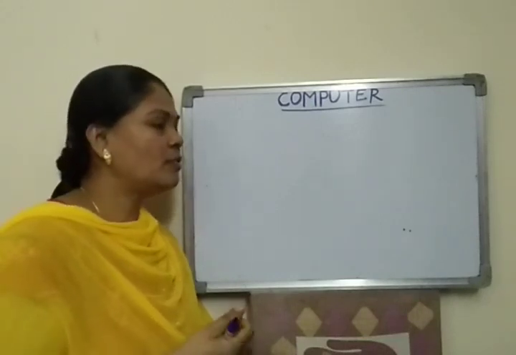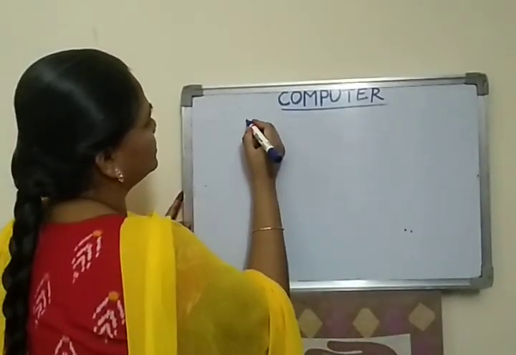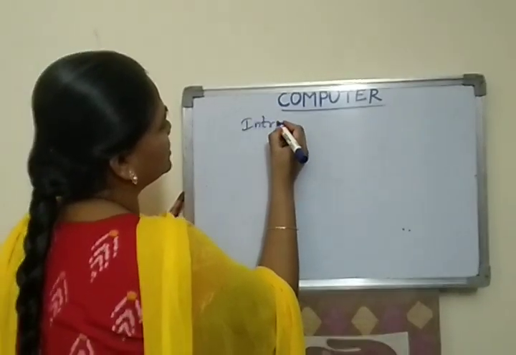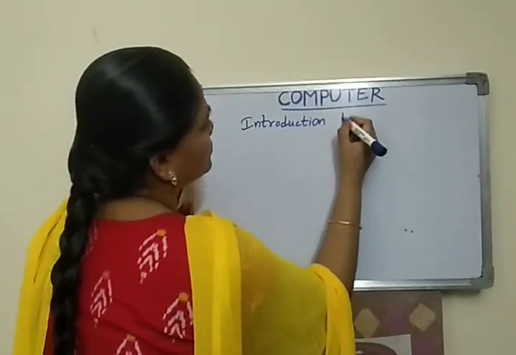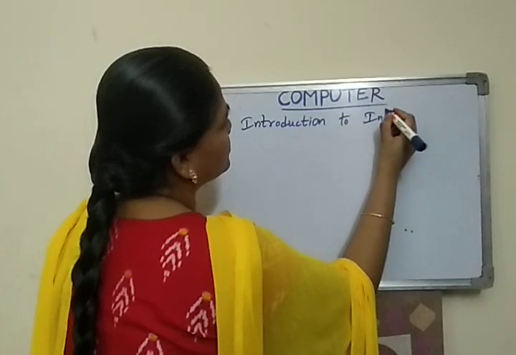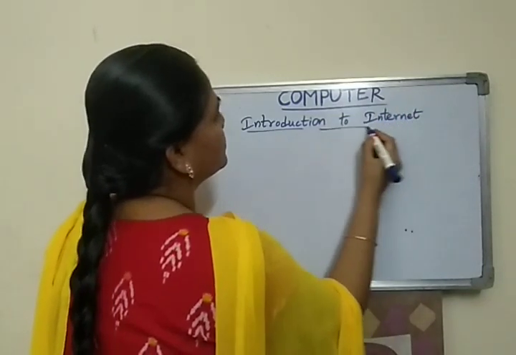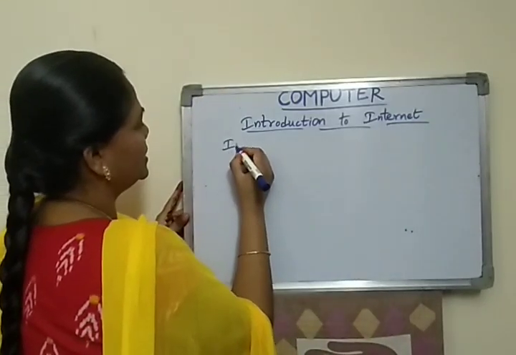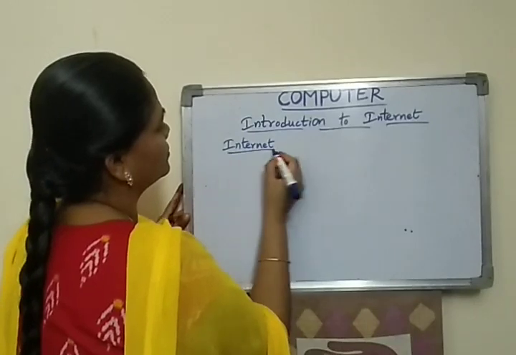So what is the full form of internet? Internet. So our lesson name is Introduction to Internet. So the full form of internet is International Network of Computers.